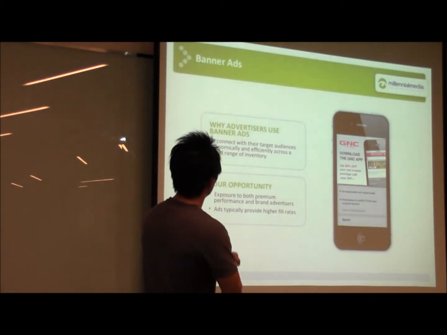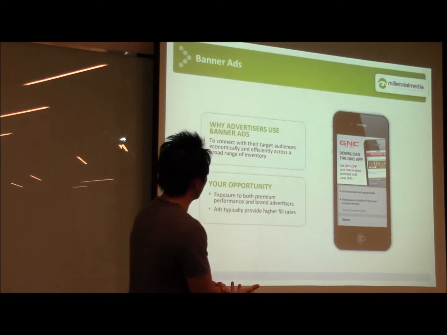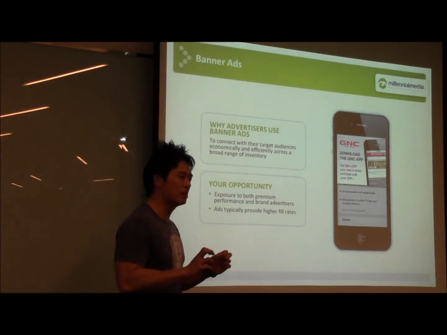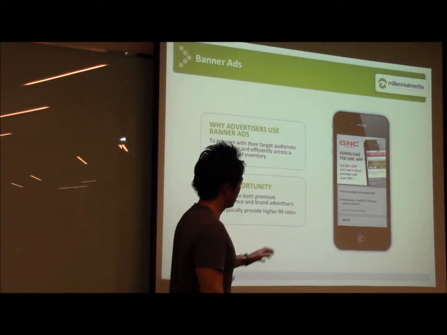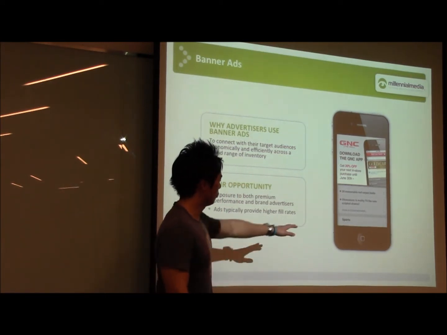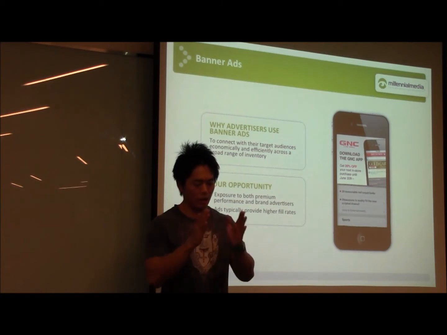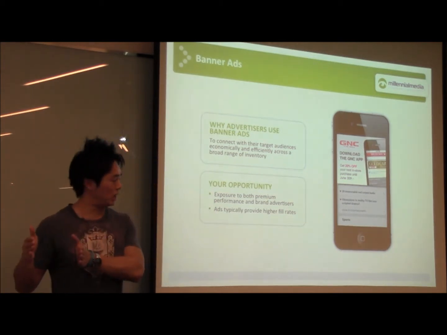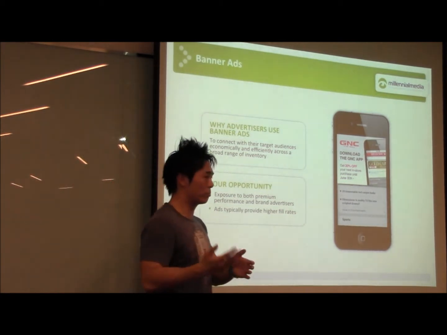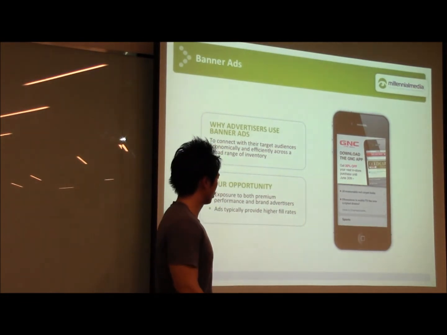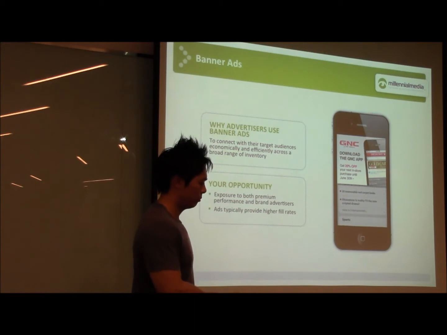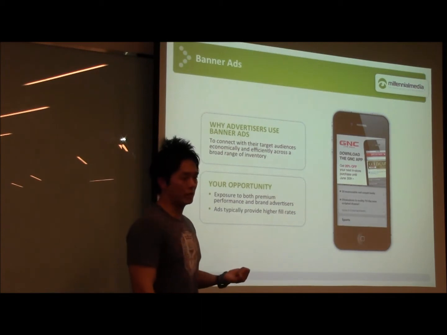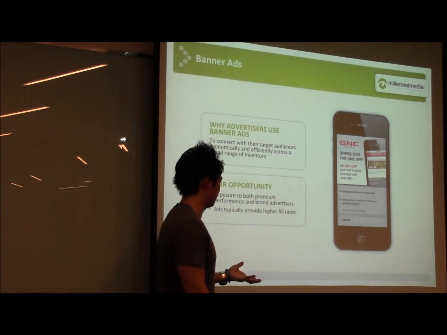So banner ads. Why advertisers use banner ads is to connect with their target audience economically and efficiently across a broad range of inventory. What that means in plain English is that because there are so many different devices out there in the market. We're showing here an iPhone, but then there are Android devices, there are iPads. iPads now have big iPads, small iPad, and then you have the Android tablets, and we support Windows Phone as well. So there are a whole slew range of devices. The lowest common denominator is the banner ads. So that's why you want to incorporate banner ads into it.